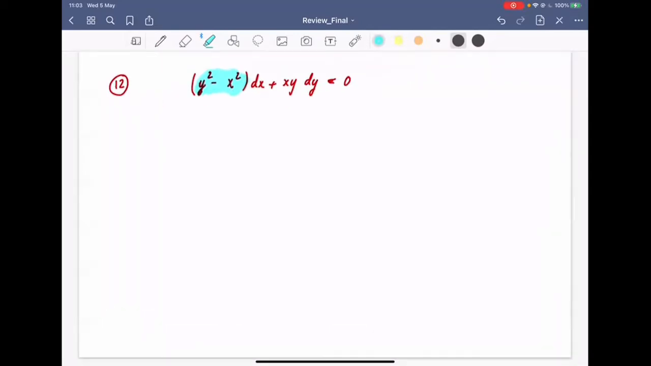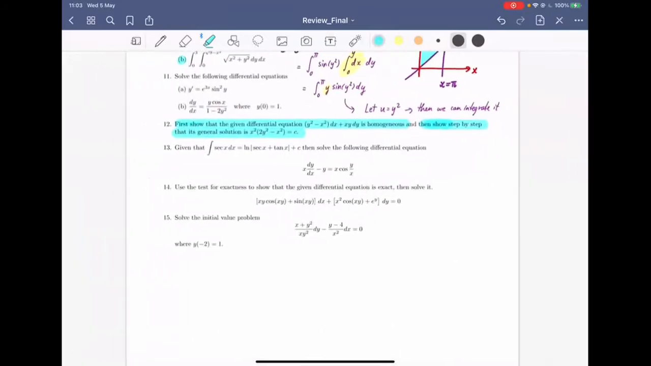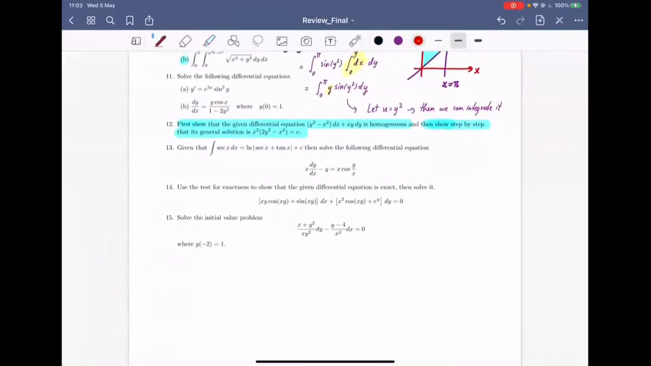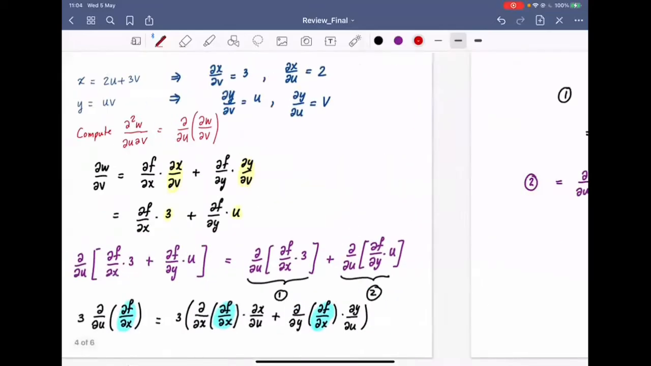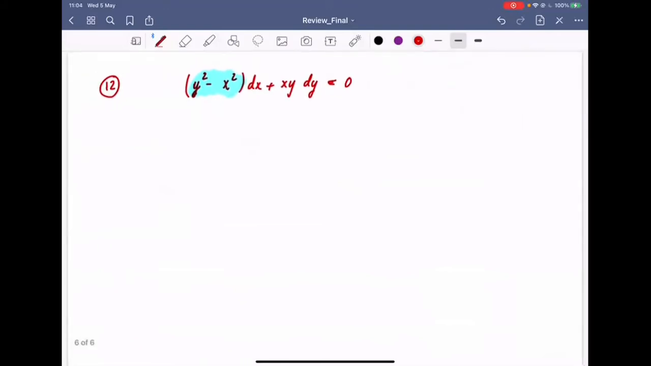Well, the first thing that we're gonna do here is look at the question. The question says: first, show that the given differential equation is homogeneous. That's the first thing you need to do. Number two, show that the general solution is that. We're gonna show that the differential equation is homogeneous, and after that you're gonna solve the equation.